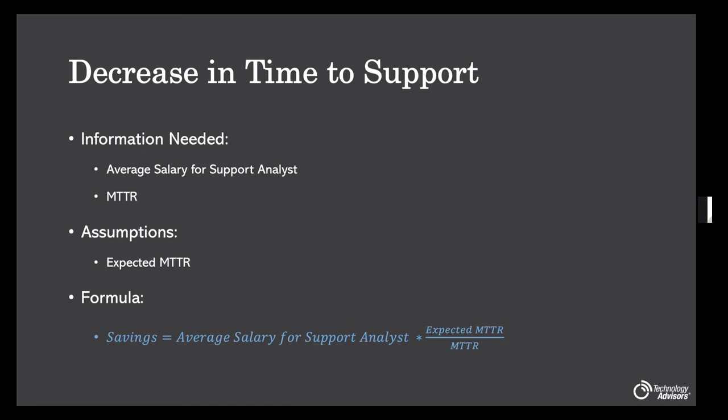Now the assumption there is that that's not really true, because what really happens is you're just reducing the workload on the support analysts. And unless you're in a very large organization where you can cut out one head count, typically you're just retasking what that person does to do other things, or adding other things to their job, really.